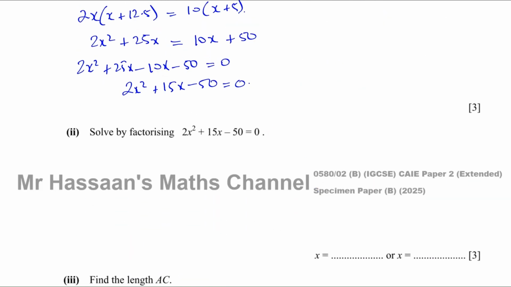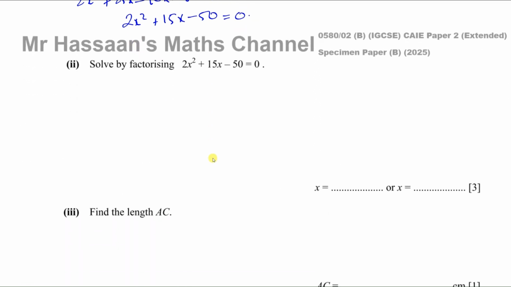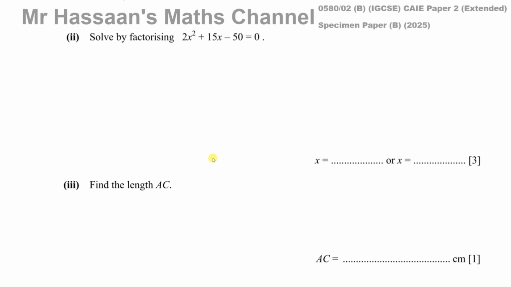And part 2 says solve by factorizing 2x squared plus 15x minus 50 equals 0. So we have to solve this by factorizing. They've told us which method to use. So we're not going to complete the square, for example. We're not going to use the quadratic formula. We are going to factorize.